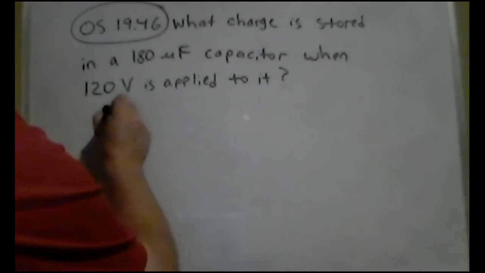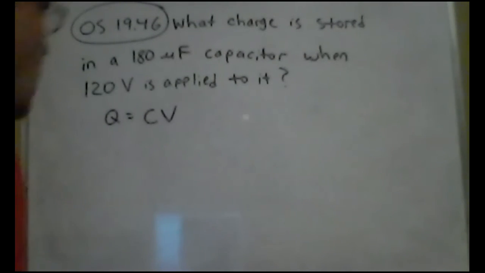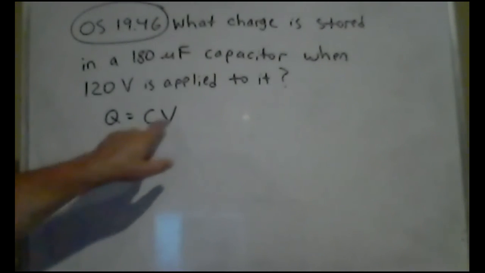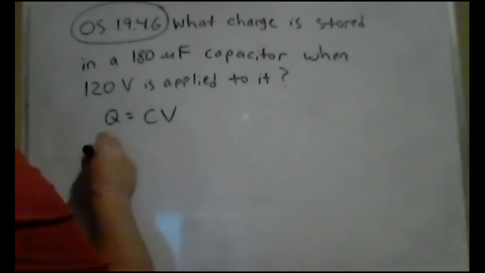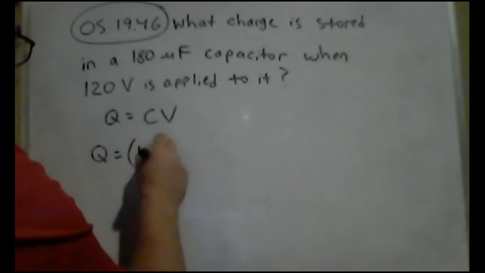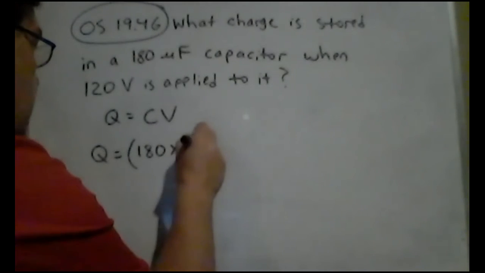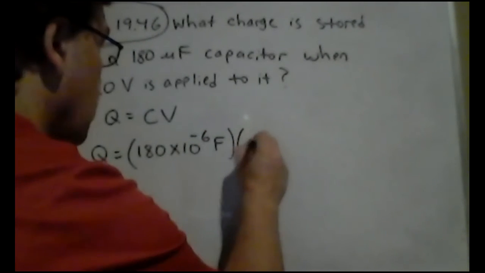Well, we use the basic equation, Q equals CV. We know the capacitance. We're given that. We're also told the potential difference. So, simple as that, C is, again, we want to use base SI, so 180 times 10 to the negative 6 farads times 120 volts.